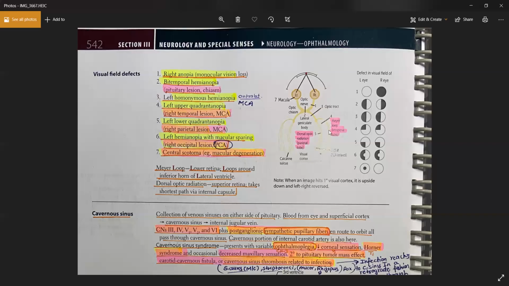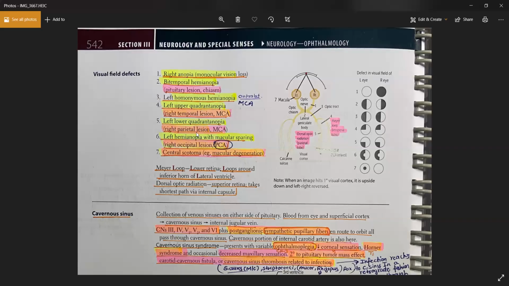Okay. See, the Meyer's loop will be taking all the information from the upper part of the retina. That means, from the lower part of the retina. That means all of these objects which are present superiorly, their light will fall on the lower part of the retina, right? So because of a damage in the Meyer's loop, you will have this pie in the sky. It will be a homonymous quadrantanopia. Left upper quadrantanopia, I will call it, in case of any temporal lesion.